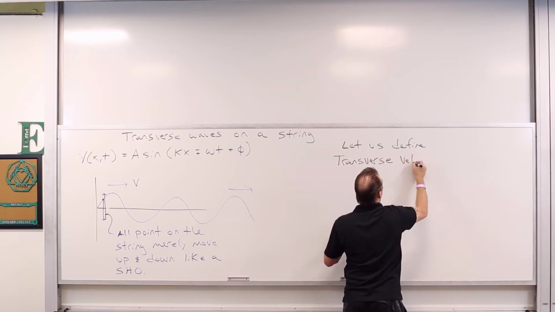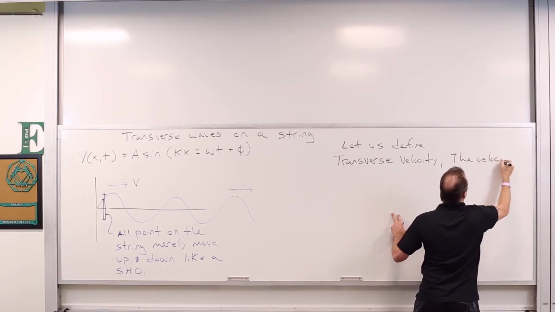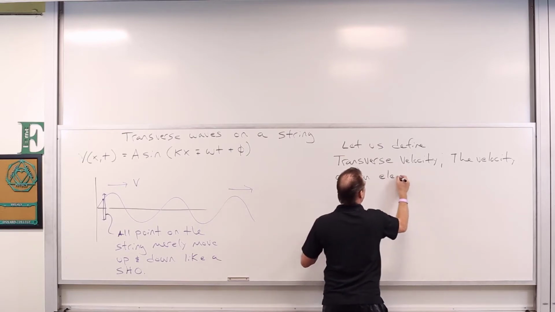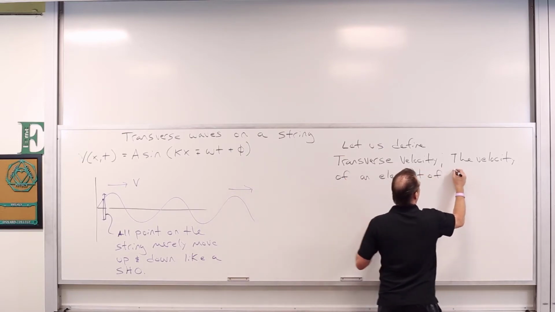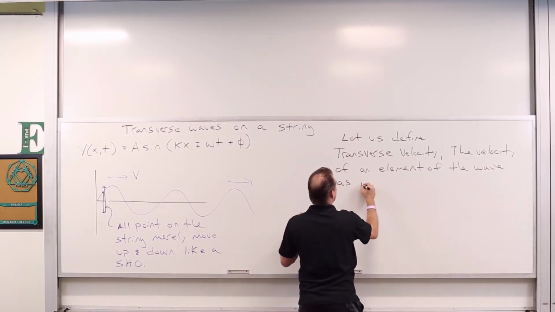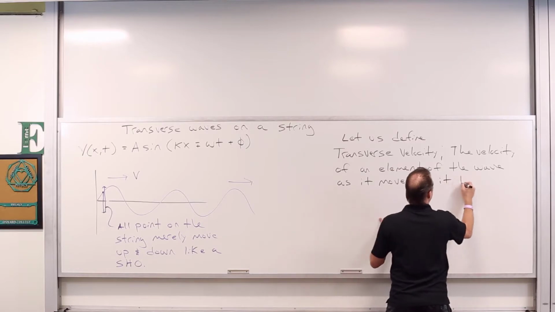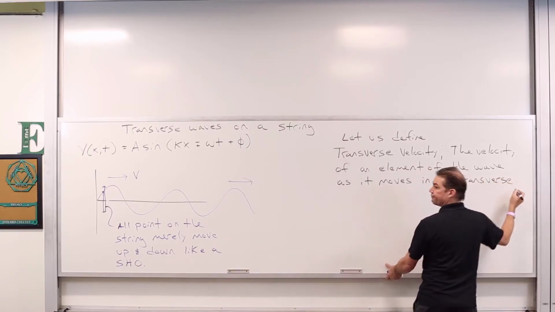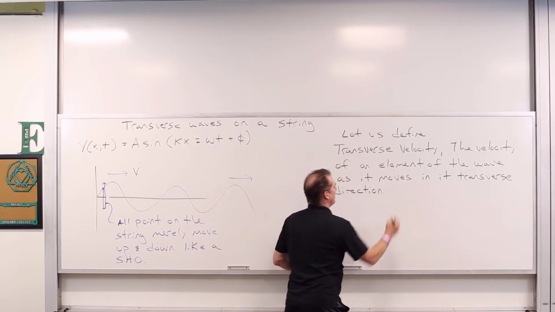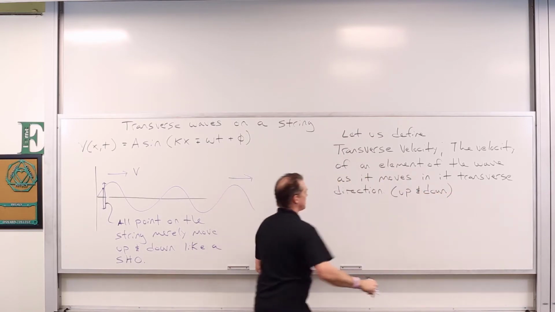So let us define transverse velocity as the velocity of an element of the wave as it moves in its transverse direction. And I'll just put up and down, in our case, the way that we've got things situated there.